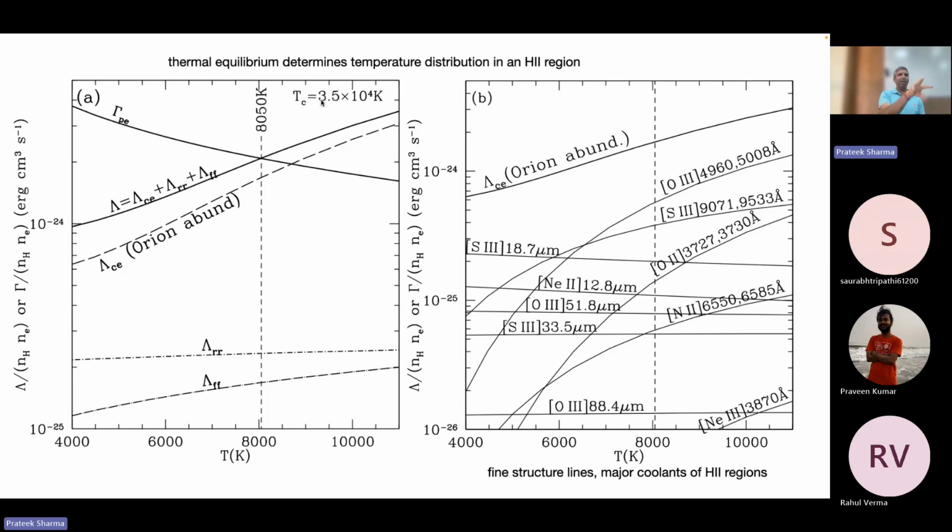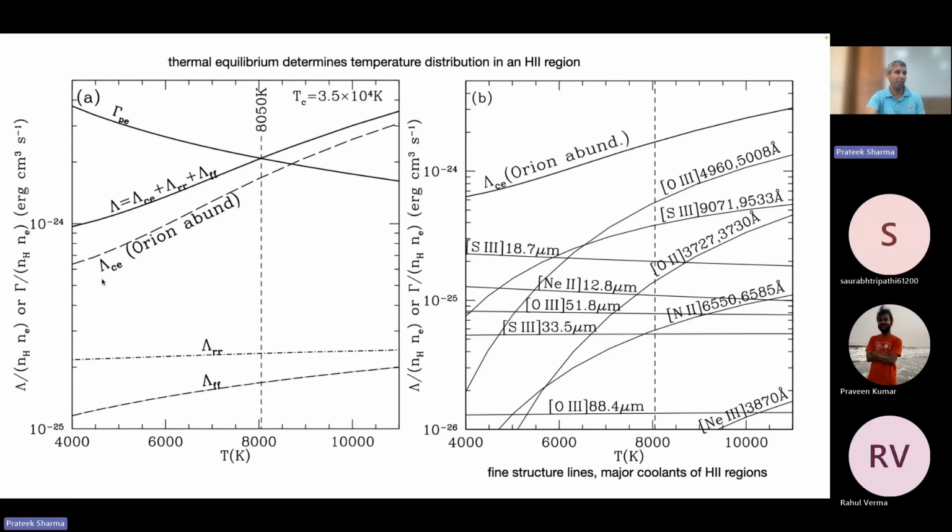So this is for Orion nebula type conditions, where you have stars of about 35,000 Kelvin. This is gamma PE, the heating rate per unit volume. This is the free emissivity, free emission energy per unit time per unit volume. It slowly increases with temperature. This is cooling due to radiative recombination. Now this is due to collisional excitation.